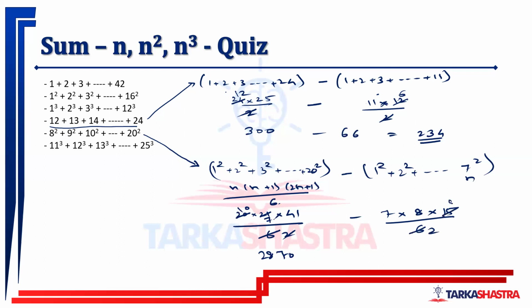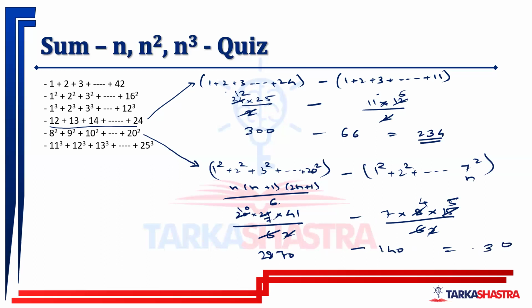This is 3 twos are, this is 3 fives are, this is 2 ones are, this is 2 fours are. 7 into 4 is 28, into 5 is 140. So minus 140. So my final answer is going to be 0.